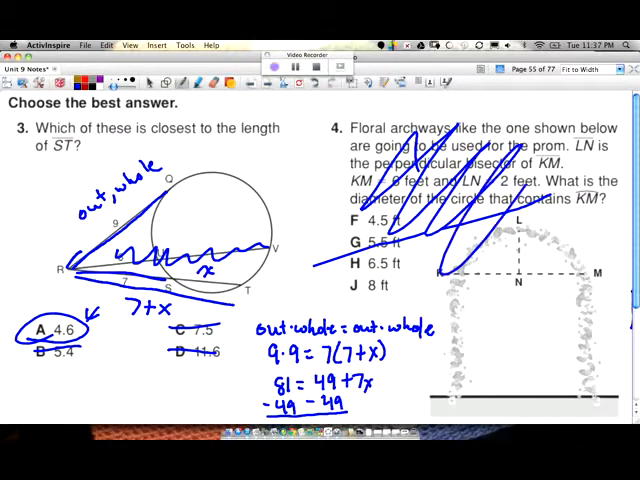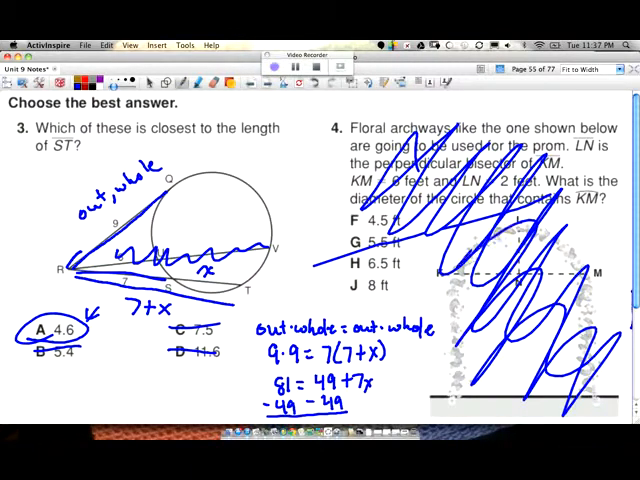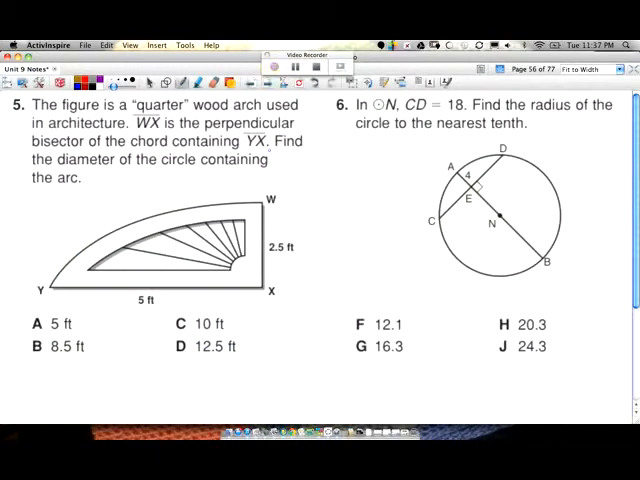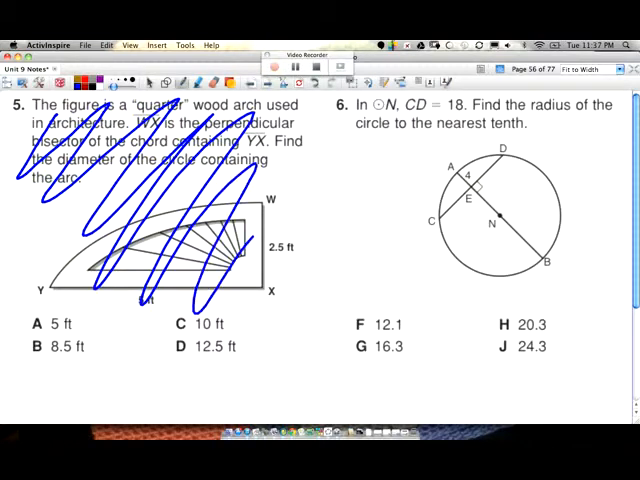Okay, I kind of scribbled through number 4. We are going to actually skip number 4 for right now. And let's see what we can have. Are there other ones additional to this? We're going to skip number 5. But we are going to do number 6. It says find the radius of the circle to the nearest tenth.